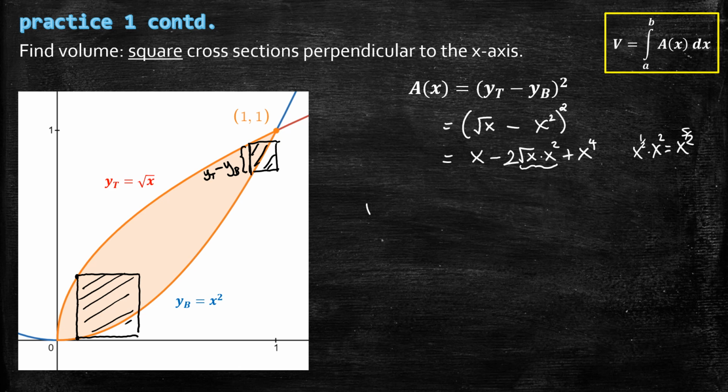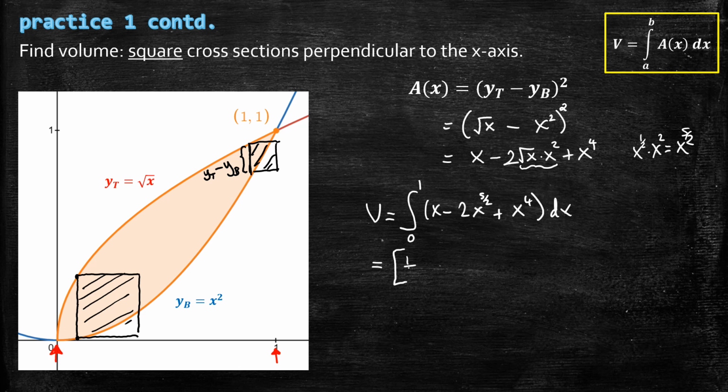So now we can just dive straight into the volume formula. We are going to take the volume from, so what are a and b? Well, a is the lower x value, the lowest limit of where they intersect, so that's 0. And b will be the x value at which they intersect again, which is 1. So it's the integral from 0 to 1 of x minus 2x to the 5/2 plus x to the 4th dx. We're going to do this one by hand, and in later slides we're going to just use the calculator to work these out, but it's important to see one worked out by hand first.